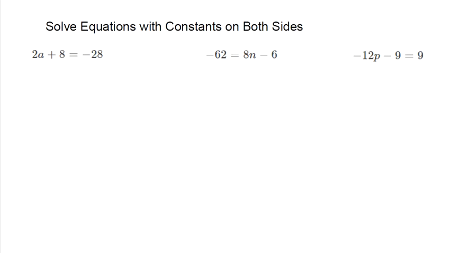Okay, so we did one-step equations earlier in the course. Now we're doing what are sometimes called two-step equations. We want to get the letter A by itself, but there's a 2 next to it, and there's also a plus 8 on the left side of the equation over here. So we want to get rid of that plus 8. The opposite of adding is subtracting, so we'll subtract 8 from both sides.